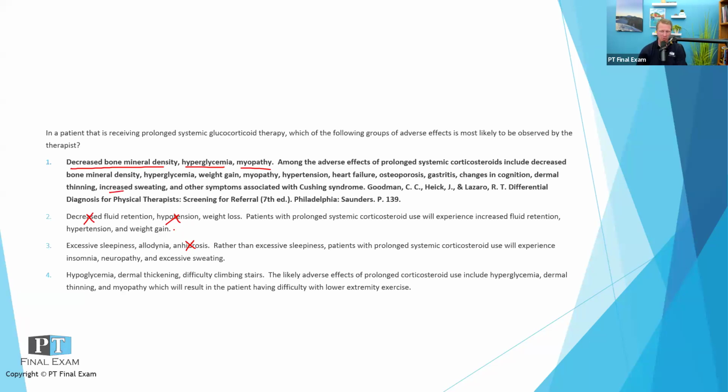They have hyperhidrosis, or excessive sweating, as the key here. And then hypoglycemia, dermal thickening. All these are opposites of the symptoms that you would see in the case of Cushing syndrome that is likely related to the corticosteroid, the prolonged corticosteroid use.